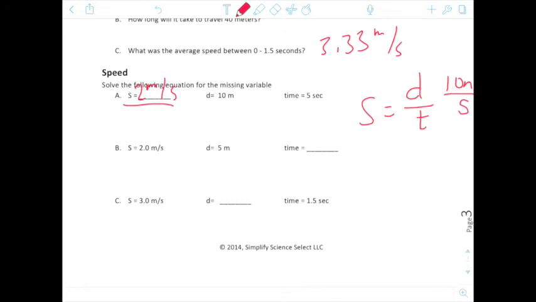On the next one, we have to do a little bit of rearrangement because we're solving for time. So here we would use the equation time equals distance over speed. And so all we would do is have our 5 over 2, and we would get an answer of time of 2.5 seconds. And lastly, we're solving for distance, so we would use the equation distance equals speed times time. So we have 3 times 1.5, which would be 4.5 meters.